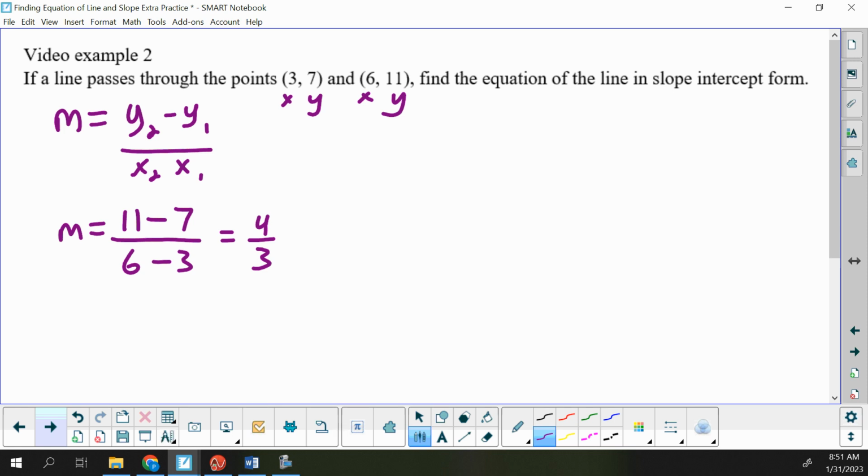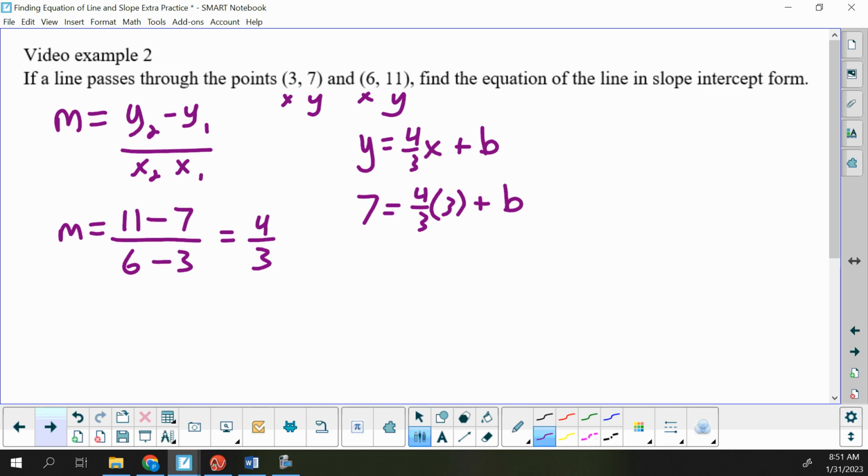And now it's just like the last problem. So we're going to have y equals 4/3 x plus b, because we will put the 4/3 in the m spot. And then it's your choice which point you want to sub in. You'll get the same answer for b either way. I'm going to take our first point there, the 3, 7. So I'll put 7 in for y, and I'll put 3 in for x.